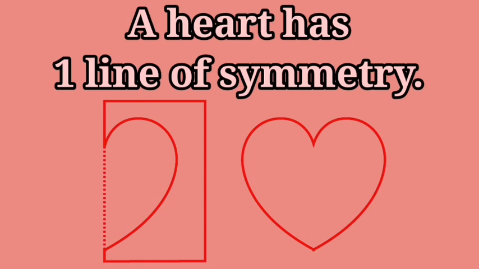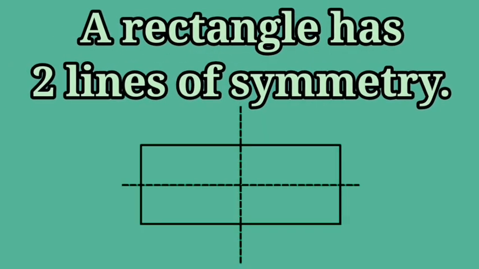Look at the picture. Can you see the line of symmetry in a heart? A heart has 1 line of symmetry. Can you see the lines of symmetry in a rectangle? Can you count it? Yes, a rectangle has 2 lines of symmetry.